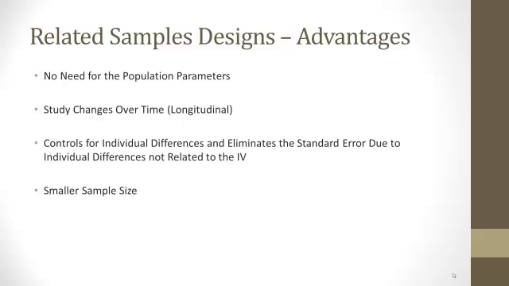So before we get into the nitty-gritty about the different types of related samples designs, I first want to discuss some advantages about this type of design. So first and foremost, there's no need for those population parameters. So even if you do not know what the population mean and standard deviation is, it's okay. You can use a related samples design and just use samples to get all of the data that you need for your analysis. You can also study changes over time with the related samples design, specifically the repeated measures design, which we'll talk about here in a little bit.